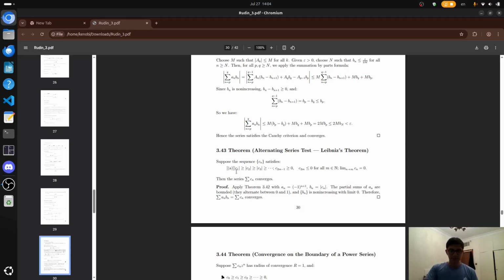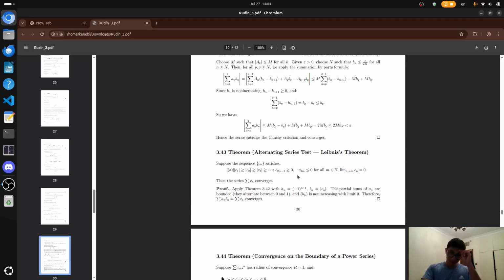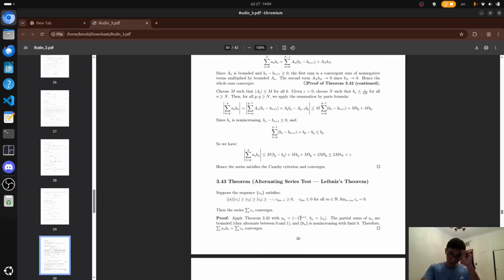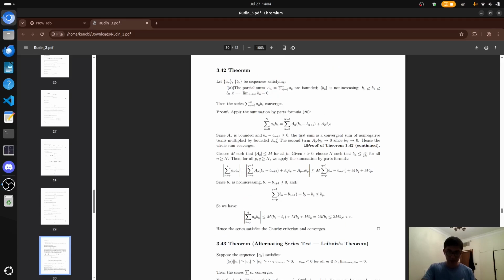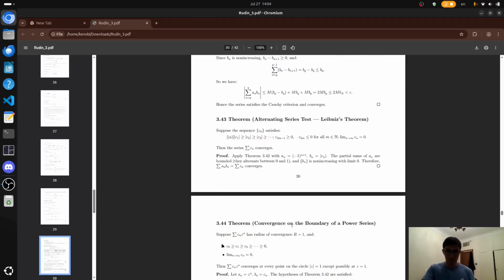An alternating series is basically when you have a decreasing sequence of numbers multiplied by an alternating (-1)^n, and the limit of all the terms goes to 0. And basically what I want to do is replace a_n equal to (-1)^(n+1) and b_n equal to the absolute value of c_n to get this series over here. Using this theorem over here, we know it converges.